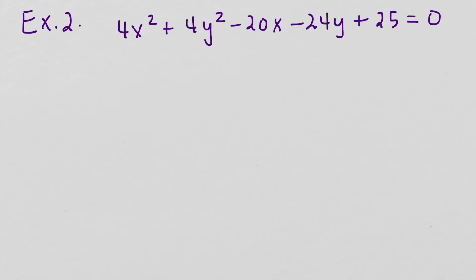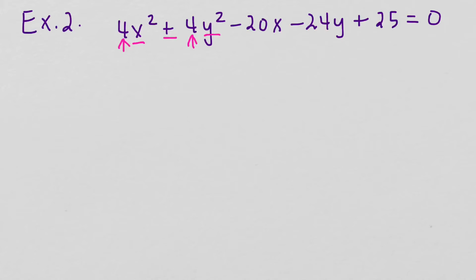Okay, let's take a look at this example. First of all, let's see why and if this is a circle. So I see that I have an x squared and a y squared, so good. I have a plus, so yes. Now I look at these coefficients here. They are the same, so I have a circle.